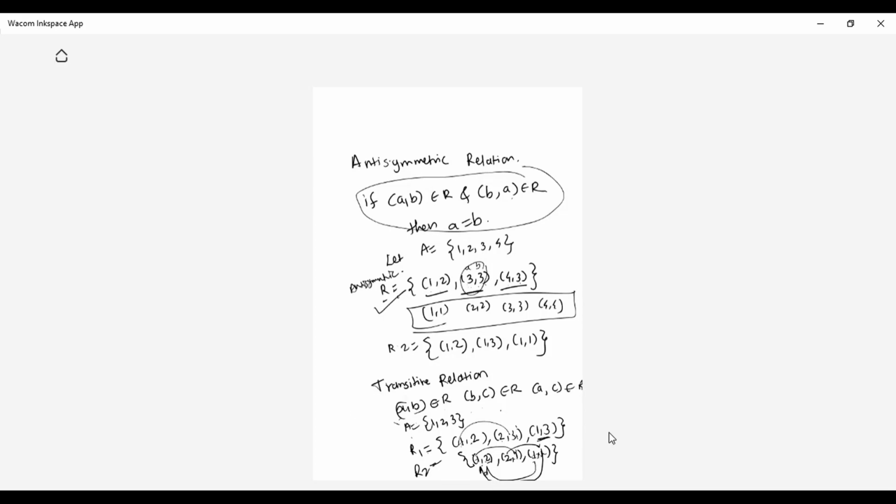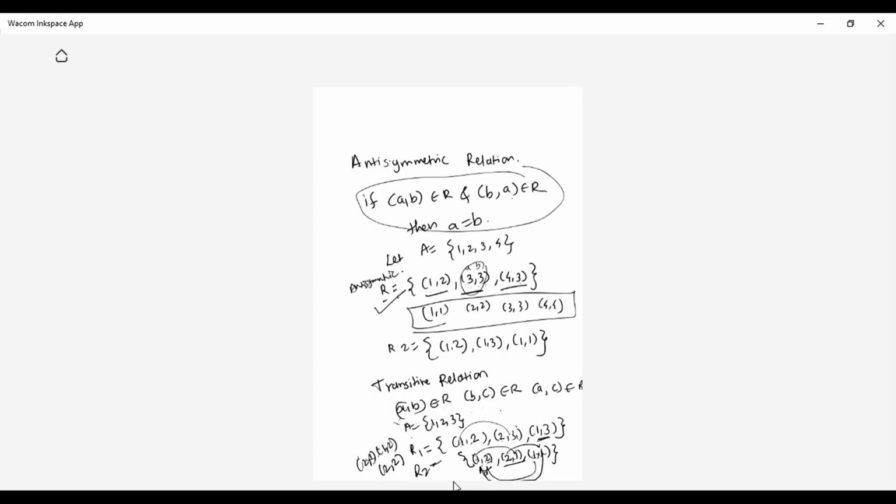But what about 2 to 1 and 1 to 2? These pairs you are having now: 2 1 and 1 2. So you have to have (2, 2) in your relation, student. So forward as well as backward you have to travel. In both ways you have to travel and check whether you are getting those ordered pairs or not. So in this case, most of the students are saying yes.